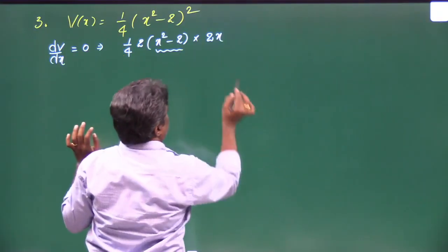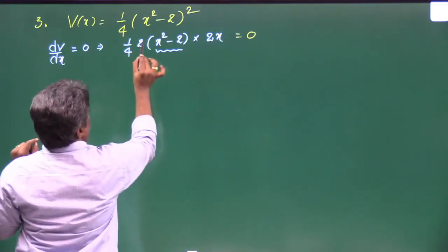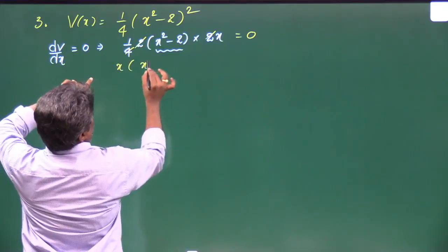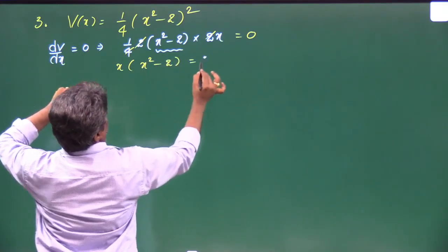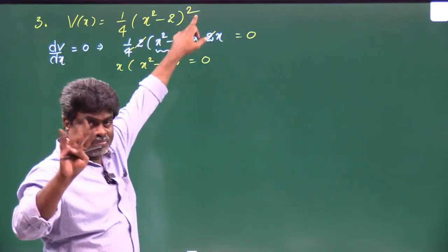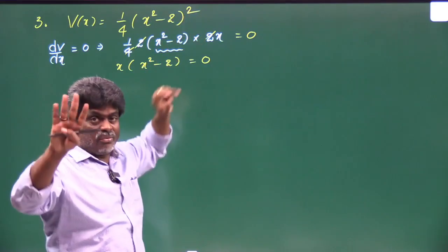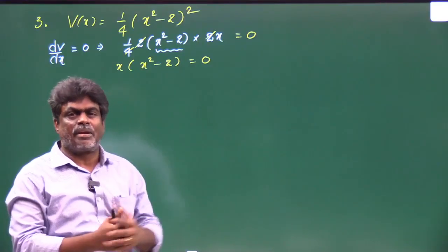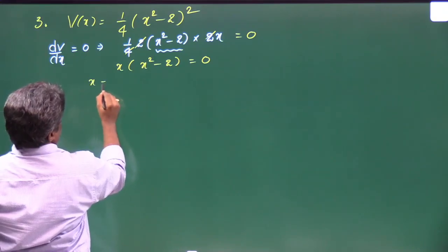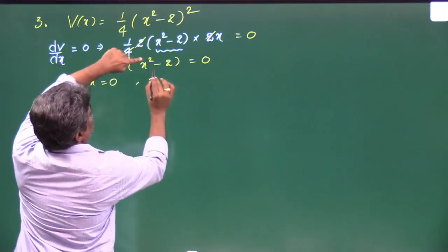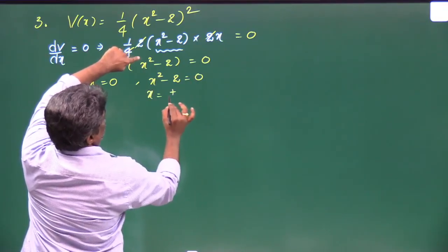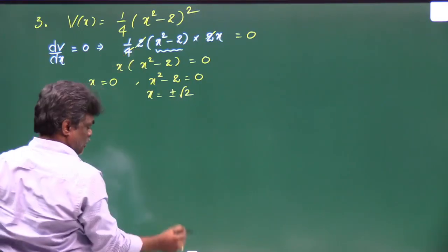So finally we can cancel this, of course. It is equal to 0. And this 2 and 4 get cancelled. So finally x into (x square minus 2) equal to 0. Obviously this is a polynomial of order 4. X square is there and a whole square is there, 4. That's why there will be 3 stationary points. And what are those stationary points? x equal to 0. And here x square minus 2 equal to 0, which implies x equal to plus or minus root 2. I hope you know this.